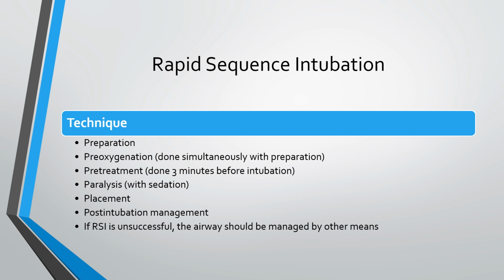And then if the RSI is unsuccessful, the airway should be managed by other means. If a BLS airway can be used and is working, we will ventilate with BLS airways, so OPA and BVM. If basic airway maneuvers are not working, then we'll move to a supraglottic airway, and if that isn't working, then we'll go to cricothyrotomy. When we're having a failure to intubate, failure to oxygenate, failure to ventilate situation, that's going to be more for the difficult airway lecture, which should also be available, usually the following week after our RSI lecture.